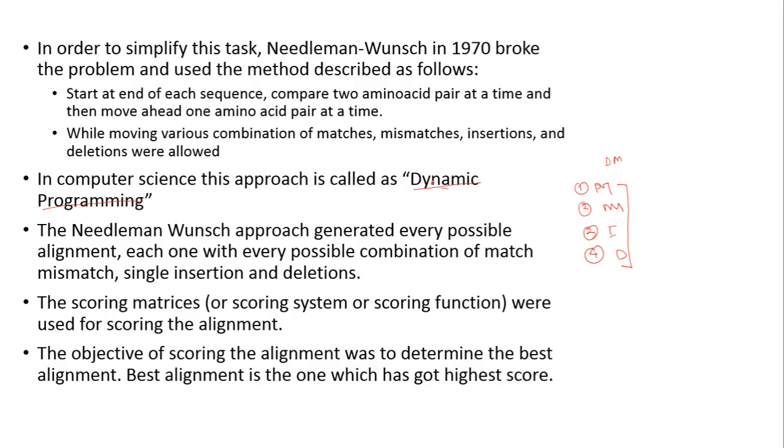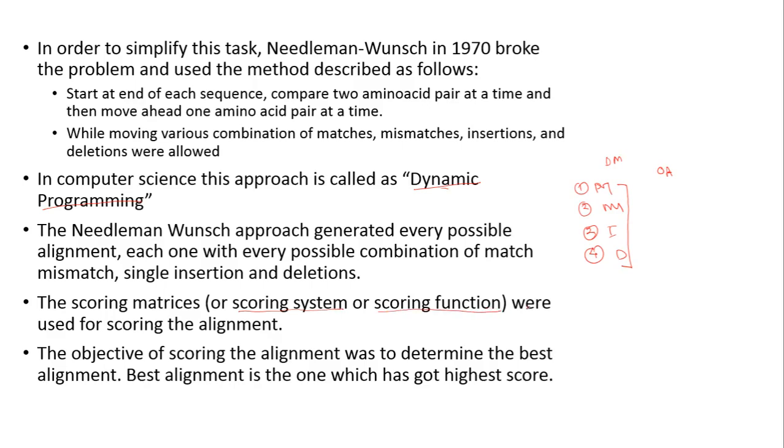But now we have to consider the drawbacks that were present in the previous method, that is, finding the optimal alignment. So what dynamic programming people did is that they introduced the concept of a scoring system in the alignment. Or they introduced the concept of using a scoring function in the alignment.